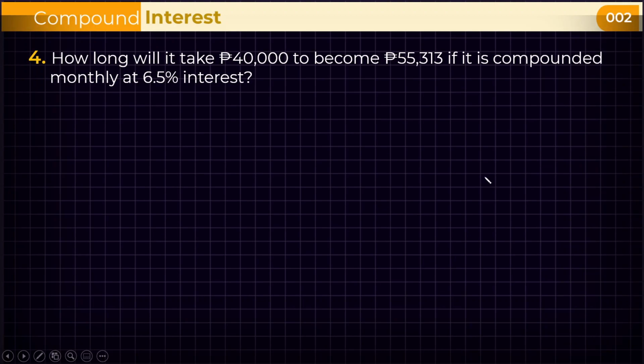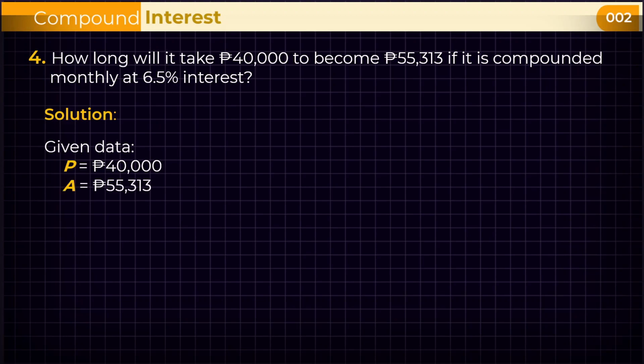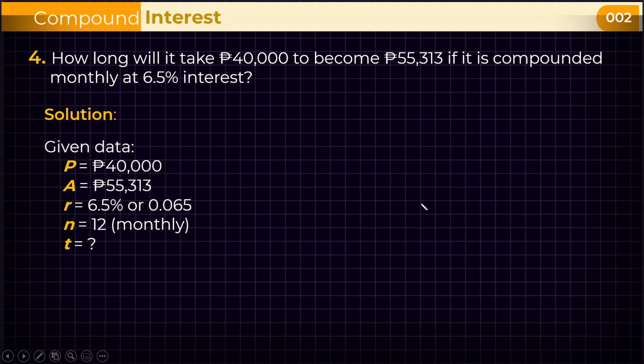We now proceed to this fourth problem. How long will it take 40,000 to become 55,313 pesos if it is compounded monthly at 6.5% interest? So it is obvious here that we are going to look for the unknown time. The present value, or P, is 40,000 pesos. Of course, it should be less than our future value, which is 55,313 pesos. Then we have the rate is 6.5%, or in decimal that is 0.065. And N is going to be 12 because it says here the compounding period is monthly, and we look for t.